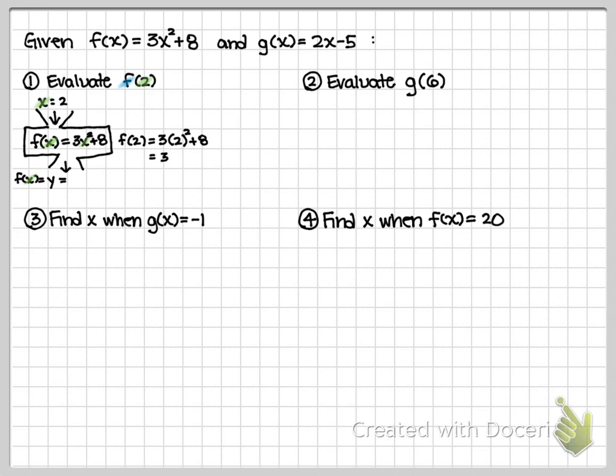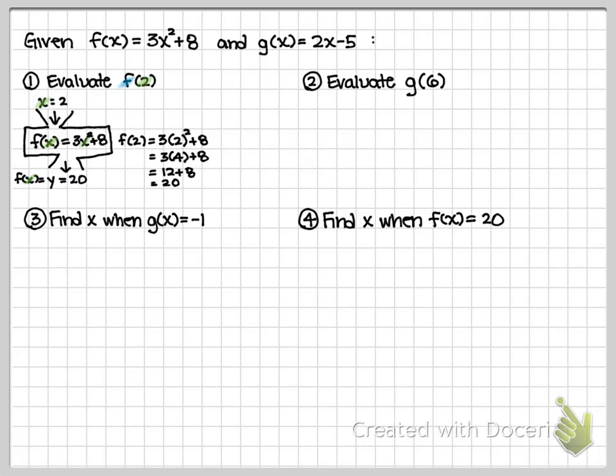So we're going to do squared first. That's 3 times 4. And then we do multiply second. 3 times 4 is 12 plus 8. And then the last thing we have to do is add. So that's 20. So if we plug 2 in for the x value, what pops out the bottom is a 20 for y. This is basically what that says. So we can do the exact same thing for question number 2.